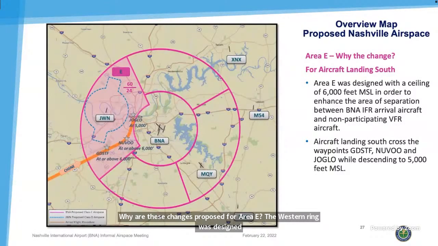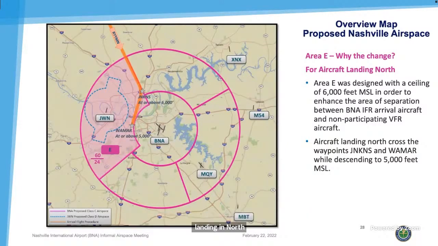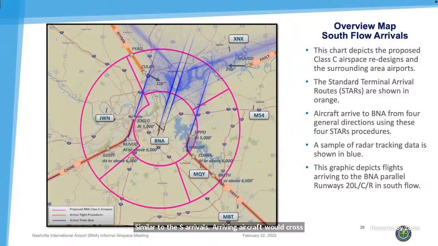Aircraft landing in south flow into Nashville International would cross the waypoints shown in the graphic at or above 5,000 feet MSL. For aircraft landing in north flow at Nashville International, the airspace ceiling was designed to enhance the area of separation between aircraft arriving to or departing from Nashville and other non-participating VFR aircraft in the vicinity. Similar to the south arrivals, arriving aircraft would cross the waypoints shown in the graphic at or above 5,000 feet MSL.